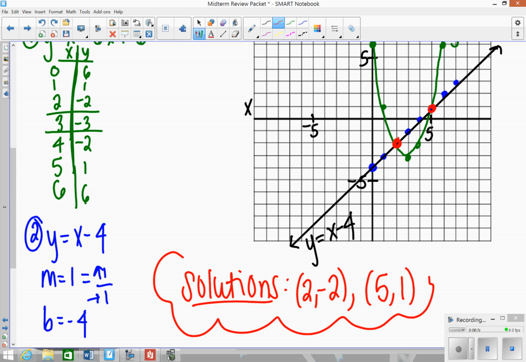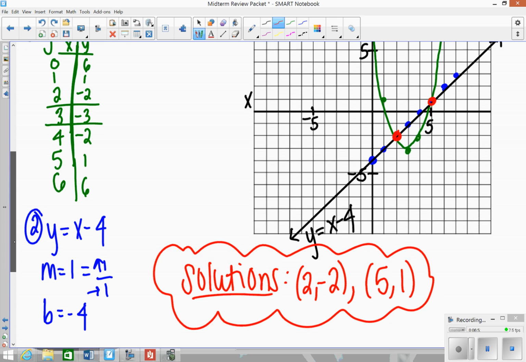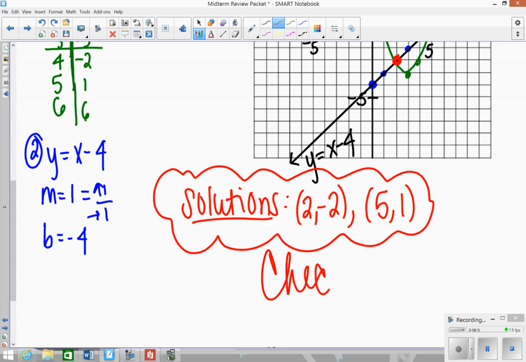And remember the check. That was one of our steps here. So there's a couple ways you can check. You can take these points and plug them back into each equation. So take 2, negative 2, plug it in to the line. Take 2, negative 2, plug it into the parabola. Take 5, 1, plug it into the line. Take 5, 1, plug it into the parabola. So it's 4 things. I would recommend just using your calculator.